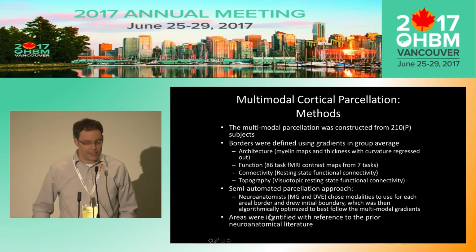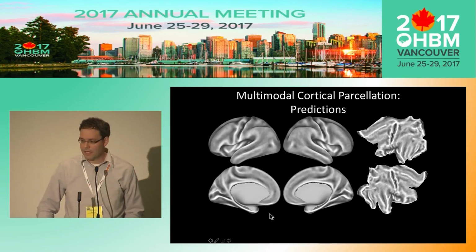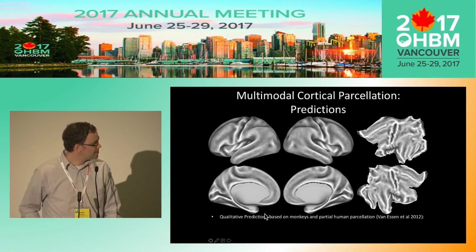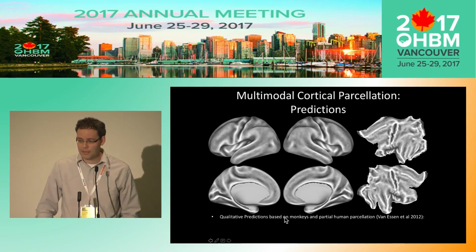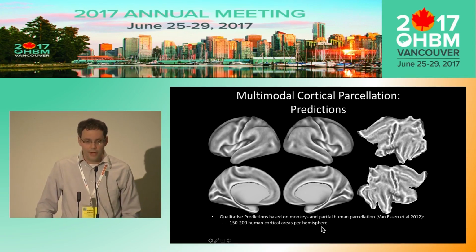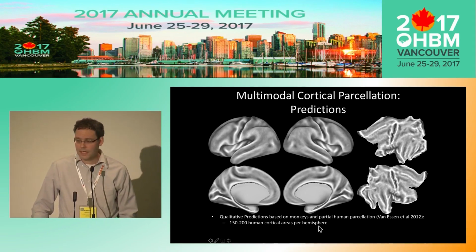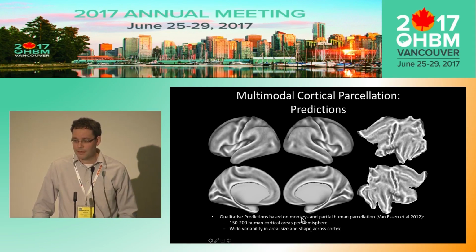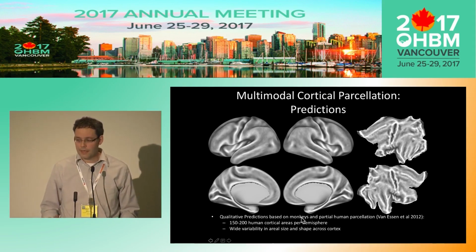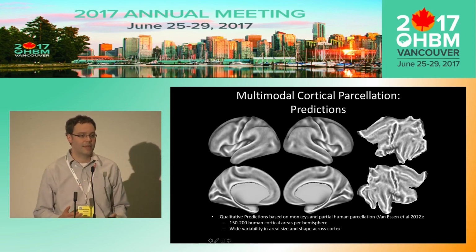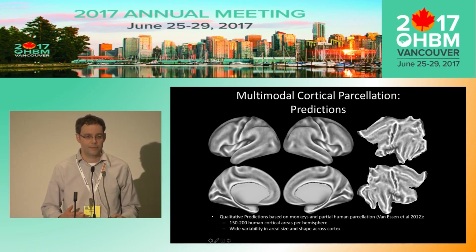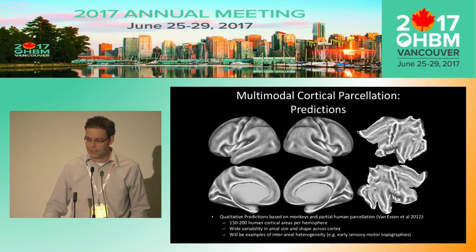And we identified areas with reference to the literature, keeping the names the same if possible. We had some predictions going into making this parcellation based on a human or a monkey parcellation and a partial human parcellation. We thought there would be somewhere between 150 and 200 cortical areas per hemisphere. There'd be wide variability in areal size and shape across the cortex. You look at some parcellations out there, and it looks like everything is sort of around the same size, sort of circular type things. But we didn't expect that.